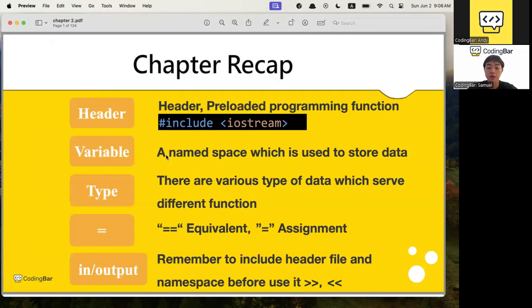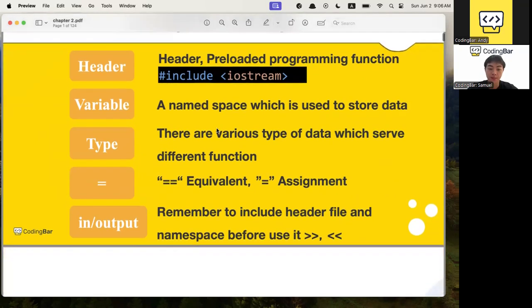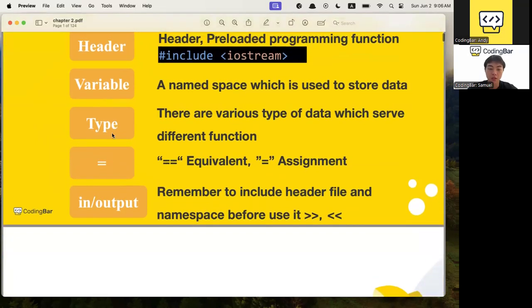And then there is variable. Variable is a namespace which is used to store data. For example, when we call the cin function, cin for input, we read something from our keyboard. We have to store this data somewhere, right? So we can store it inside a variable. And after we store it inside a variable, we can process it. And there is data type, which we talked about just now.